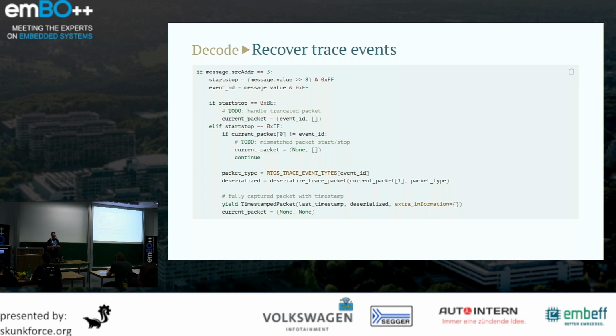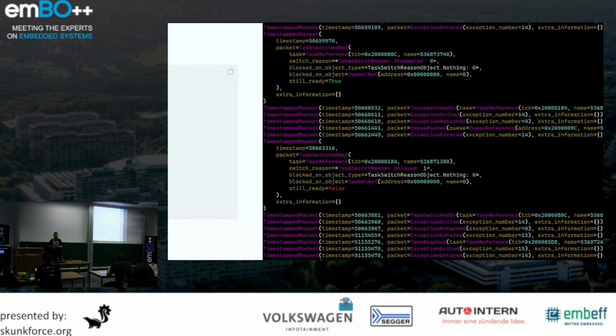We can discover and discard some garbage data, like we lost the start packet for a stop packet, or there is a start after start, or some event ID mismatch. So we can filter the not useful data quite quickly. Then you look up the proper type by the event ID, get the constructor, run some Python metaprogramming magic to recover the packet, and yield it with the timestamp as necessary.